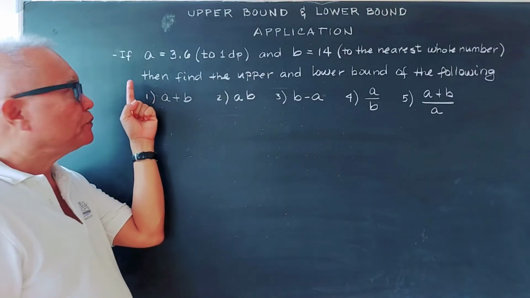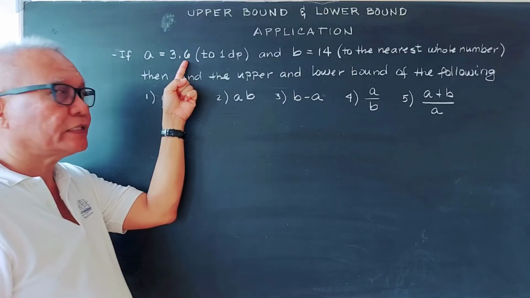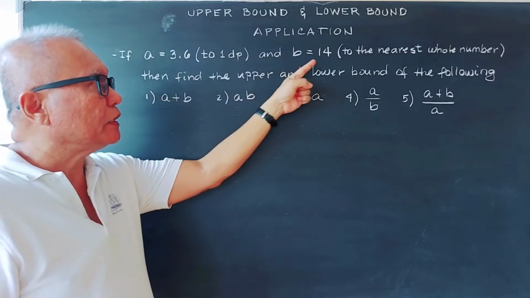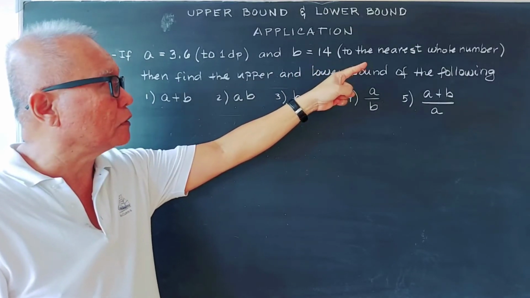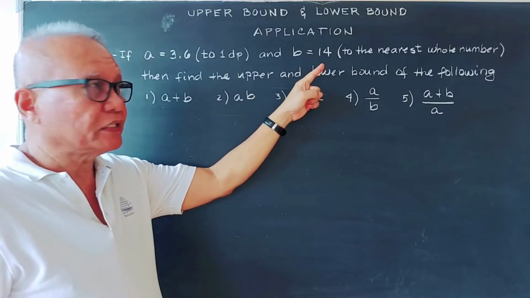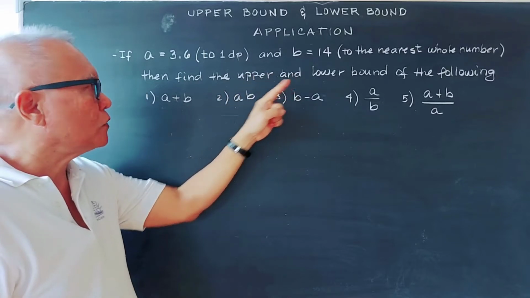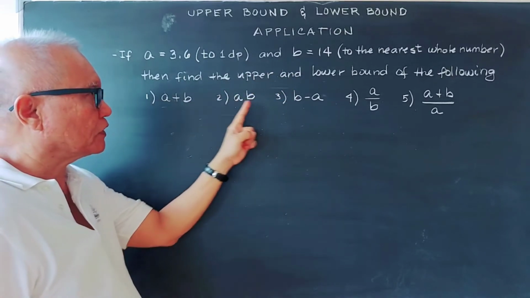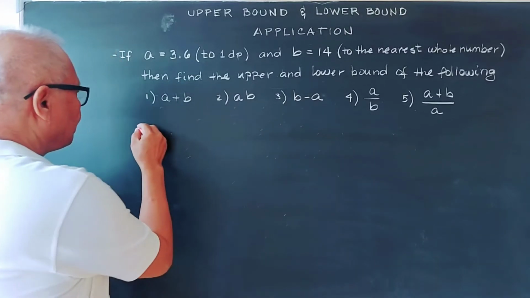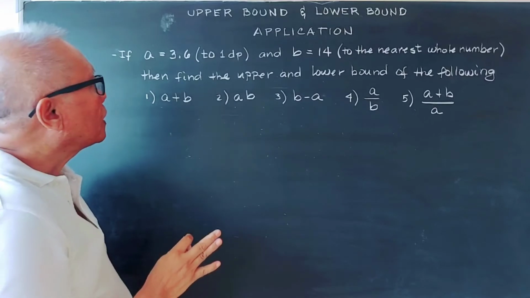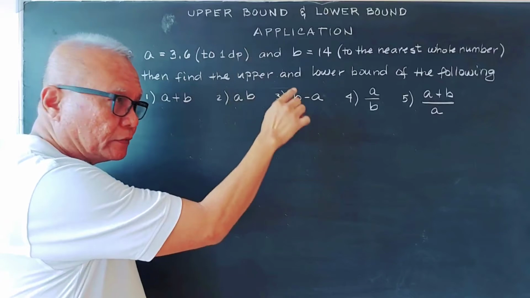So we have this problem. A is equal to 3.6, correct to 1 decimal place, and B is 14, correct to the nearest whole number, or correct to the nearest unit digit. We will find the upper and lower bound of the following numbers 1, 2, 3, 4, 5. So let's start with A plus B.